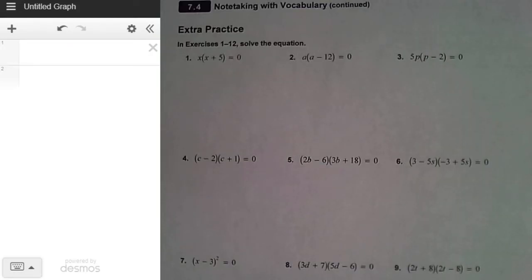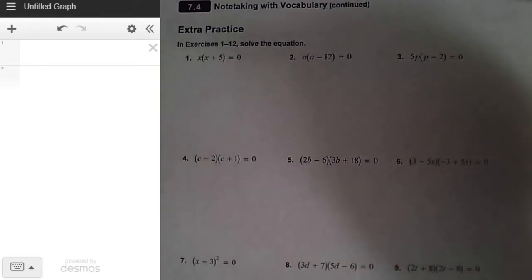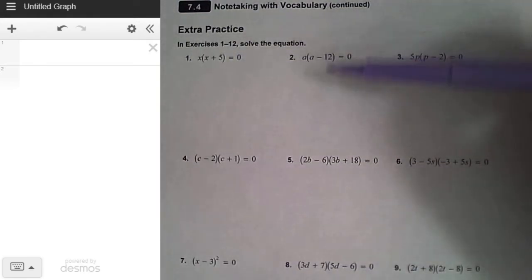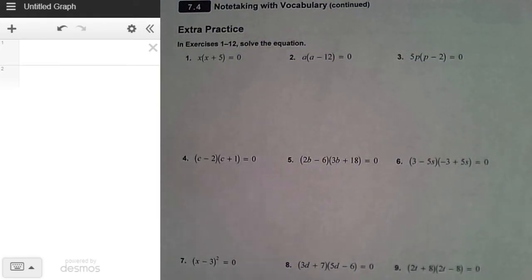We are now at the top of page 222, and it says we are going to solve these equations. We're going to do the first column and the second column, and then I will be letting you do the third column to check your understanding.